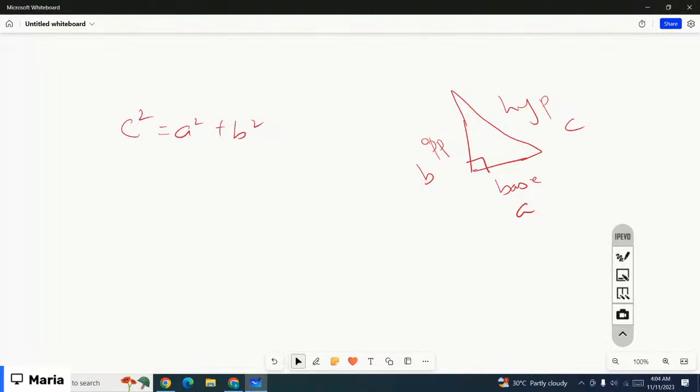So that is C square equals A square plus B square. That means the hypotenuse is the largest side, right? It always has the largest side length. So hypotenuse C square equals A square plus B square. So the hypotenuse square equals the sum of squares of the other two sides, right?